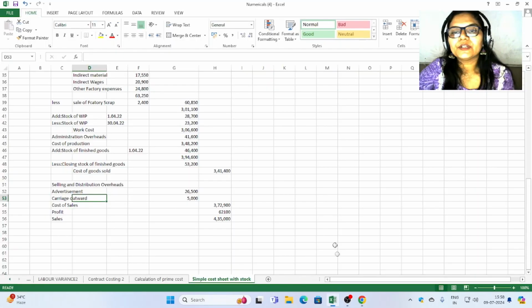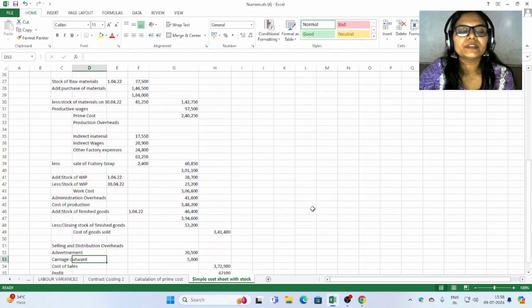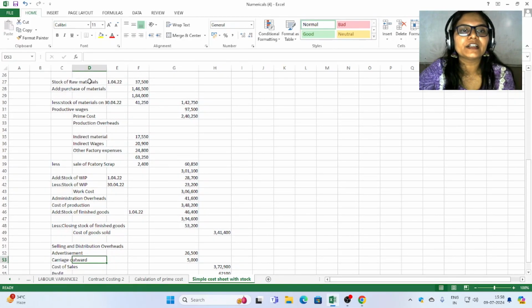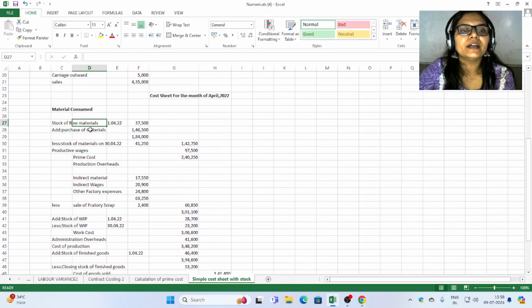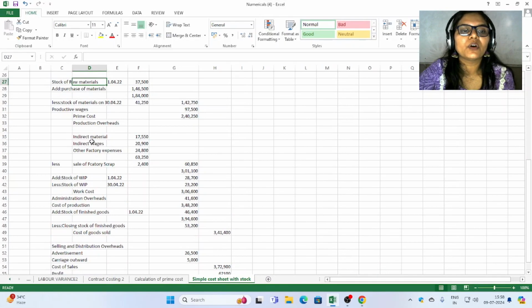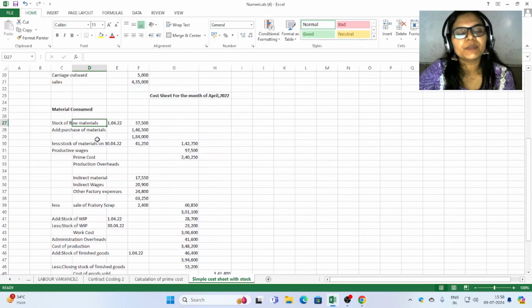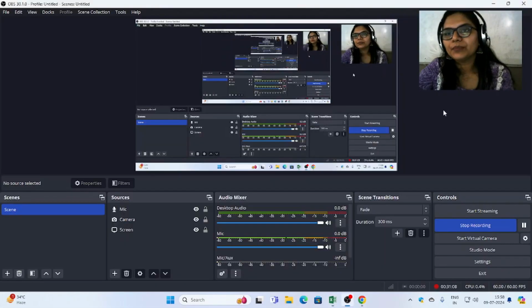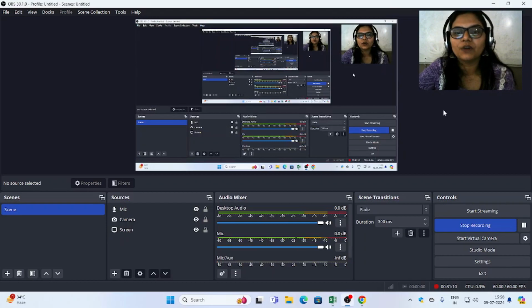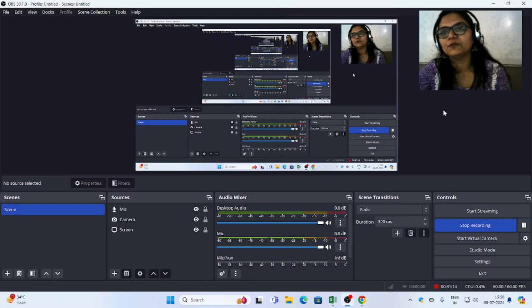So in this particular numerical, our first aim was that usually students get confused with the adjustment of opening and closing stock in the cost sheet. With the help of this numerical, we have tried to resolve that problem of the students. So I hope my effort in this direction of resolving the issues and confusions regarding the preparation of cost sheet has been helpful for you.